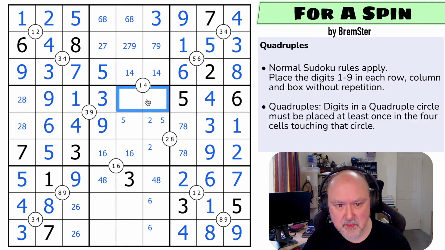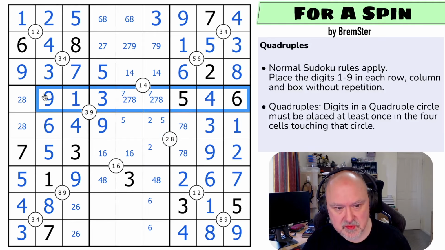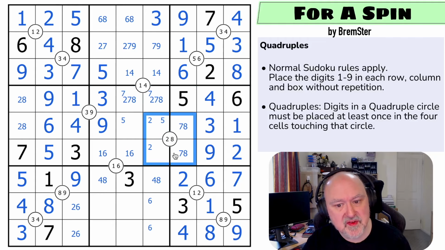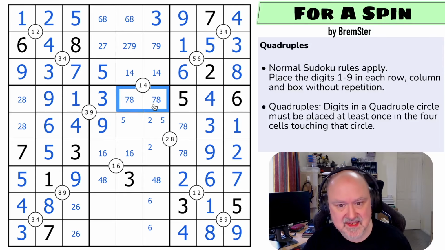There must be a 7 in one of these two. These are 2, 7, and 8. And they must contain a 7. And can't contain a 2. Where's 2 in this row? Can't put 2 in any of those. Can't put 2 in any of those because 2 has to be around this quadruple, which means it's there. That is a 7, 8 pair, meaning that's the 2, that's the 8.